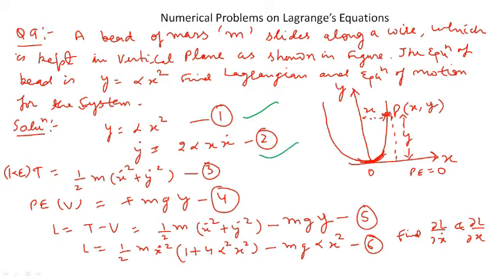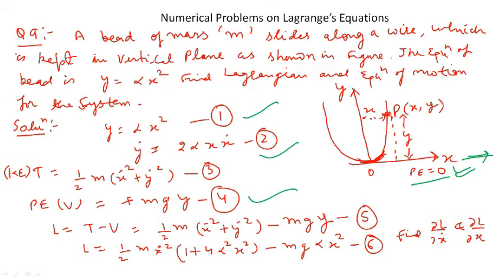This is equation number 2, because the kinetic energy here will be 1 by 2 m (x dot square plus y dot square). So we will put the value of y dot from equation number 2 in equation number 3 to find the value of the kinetic energy. Then we know the potential energy of the system will be plus mgy, because if we consider the x-axis as the reference line, then the potential energy there will be 0, and because the point P is above the reference line, its potential energy will be considered as positive. So potential energy is considered plus mgy.